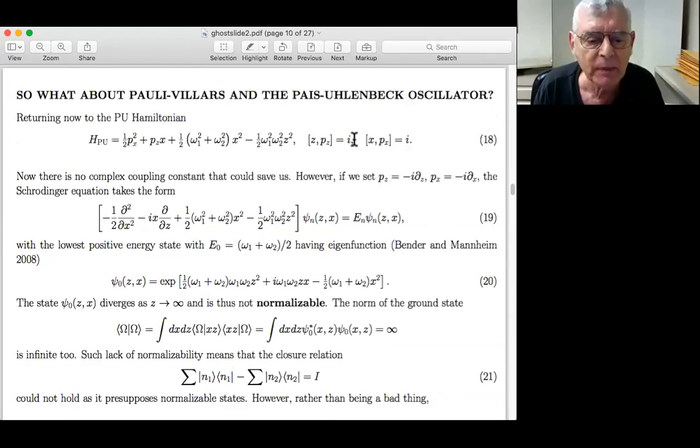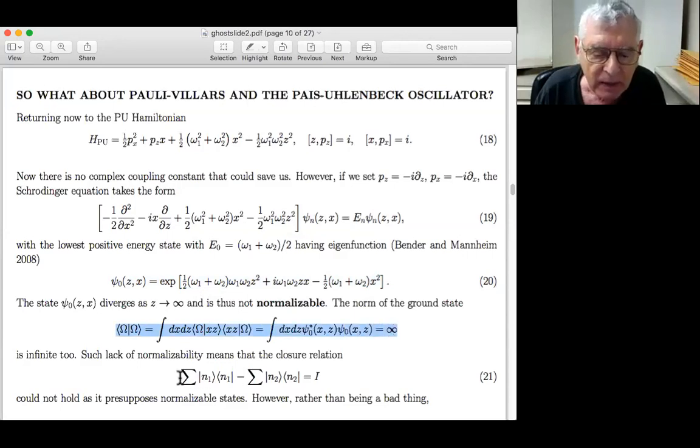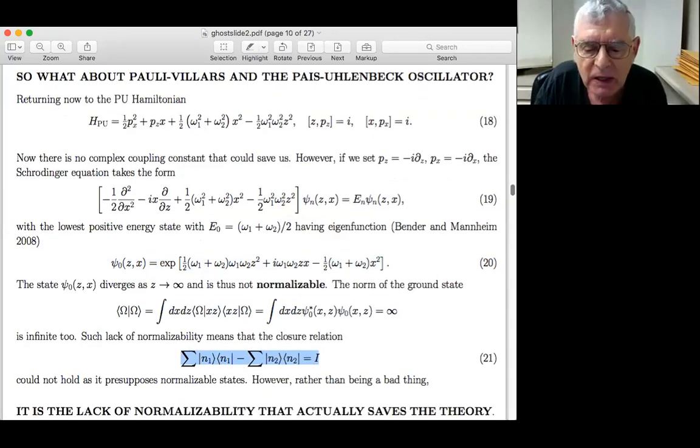Here's the Hamiltonian that we had before. Now it looks as though everything is real, so it doesn't look like there is any problem of hermiticity. However, we now solve the Schrödinger equation. We set p_z is minus i d/dz and so on. Here's the Schrödinger equation, and now we calculate the ground state wave function. The ground state wave function diverges as plus z squared. That means it's not normalizable, and that means that the vacuum is not normalizable either. Therefore, using this completeness relation cannot be valid because that presupposed that the states were normalizable. So that's where the flaw is, in assuming that the states were normalizable.